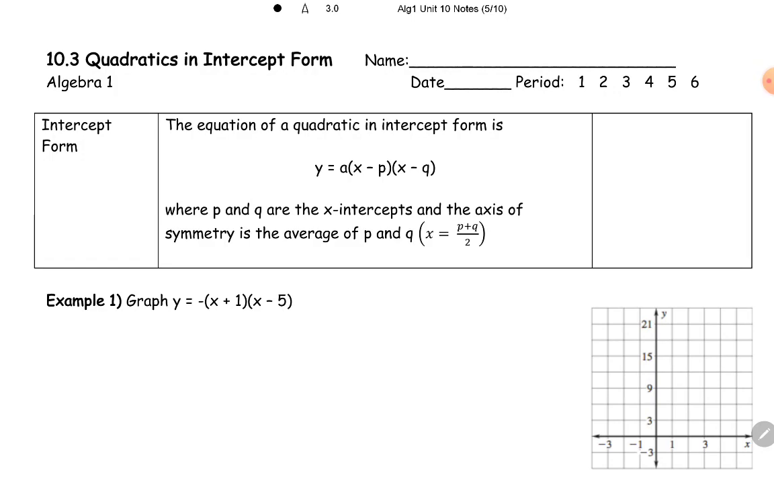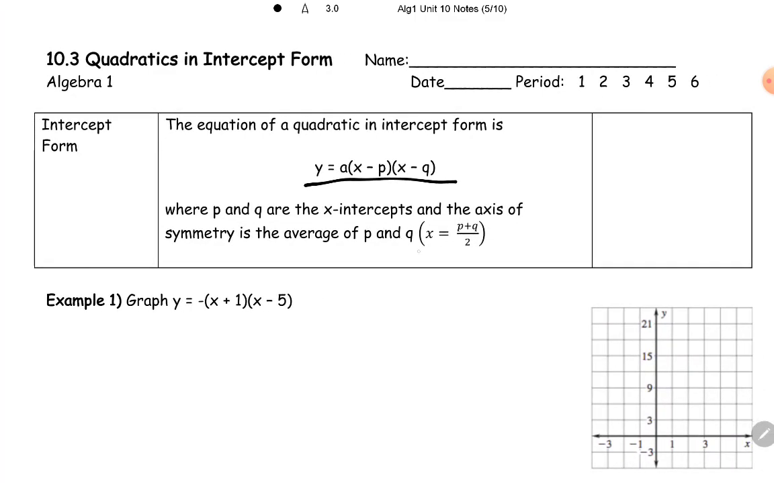Today, in Algebra 1, we're going to be looking at quadratics in intercept form. Quadratics in intercept form look something like this. It's like they're factored, but there's an a in front of it. To graph these, it's actually a little bit easier. You just have to memorize another formula.